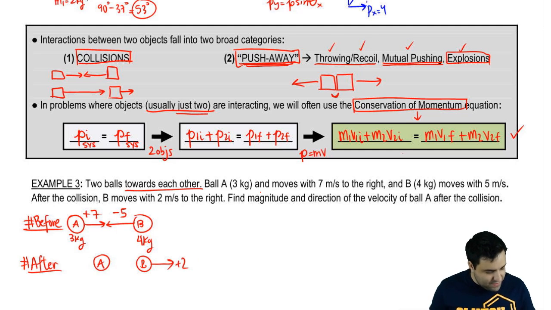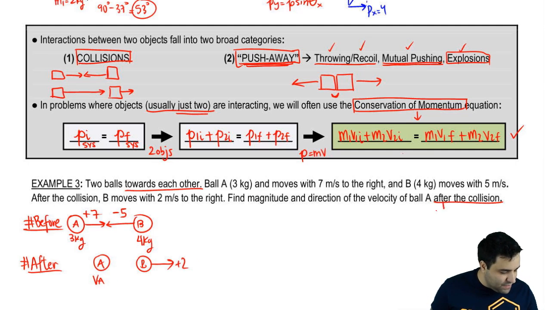We don't know what's going to happen with A, and that's exactly what we want. We want to know the magnitude and direction of the velocity of A after the collision. After the collision means V final, and we're talking about A, so it's VA final. What is VA final?